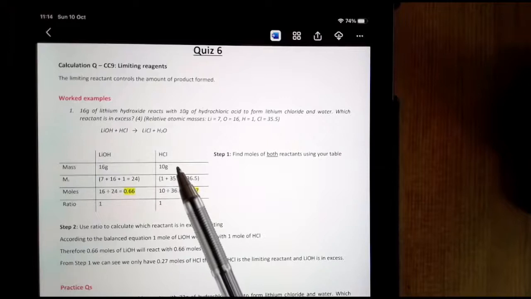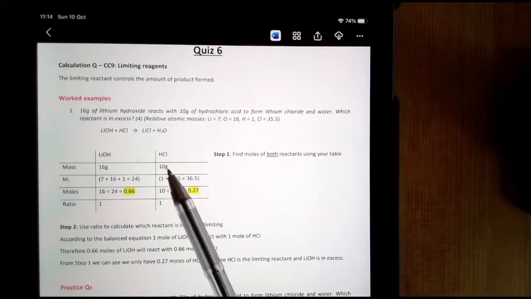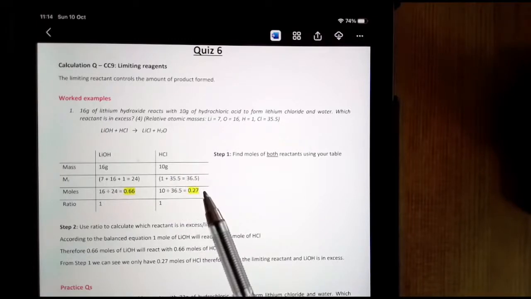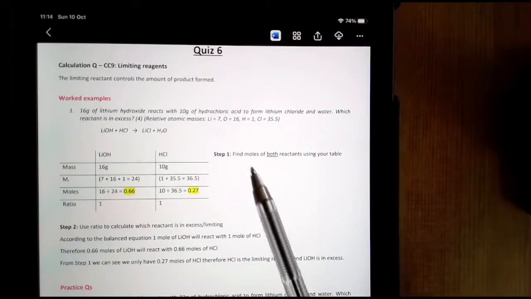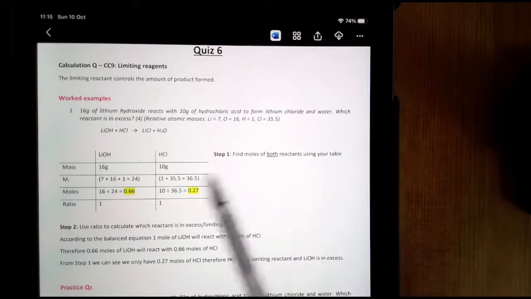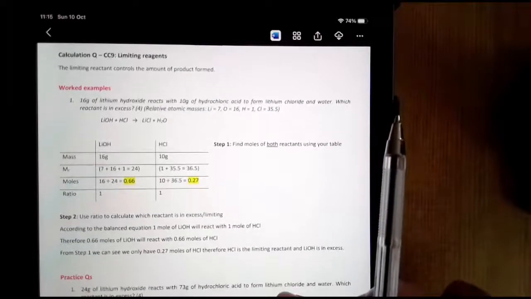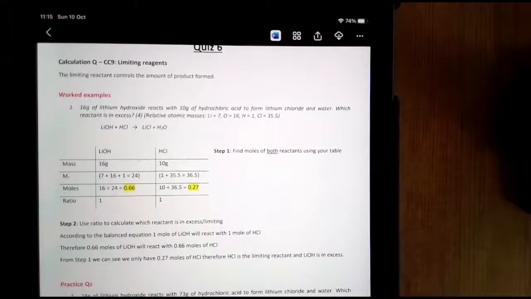And then over here, unlike last week, I do have all of the information I need to calculate moles without using ratio. So that's what I do. I take the mass 10, the formula mass 36.5, and I find the moles for HCl as well. And that is my second mark. So you're finding the moles of both reactants using your table. This is different to last week, and that's your first 2 marks.